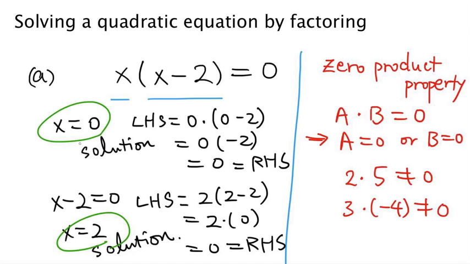Now you have to think about this. If x is neither 0 nor 2, you're never going to get 0 for x. You're never going to get 0 for x minus 2. So if you multiply two non-zero numbers, you're never going to get 0. So there are no other solutions. These two are the only solutions of this equation.